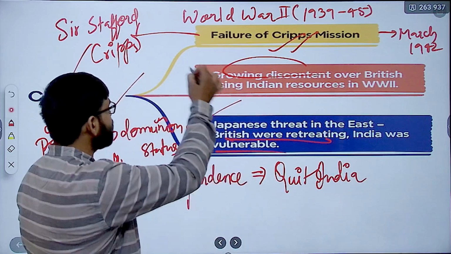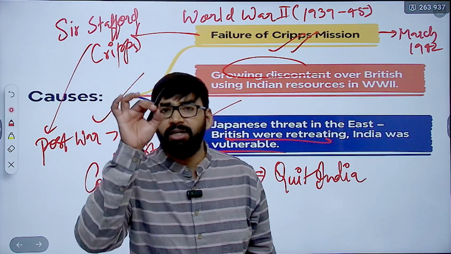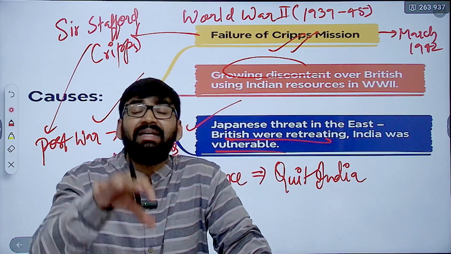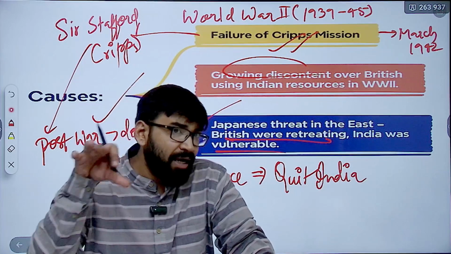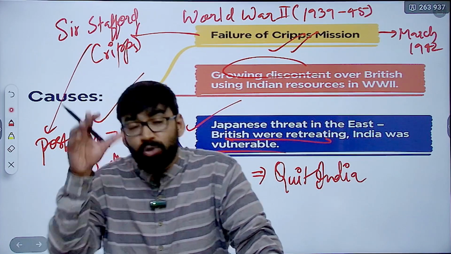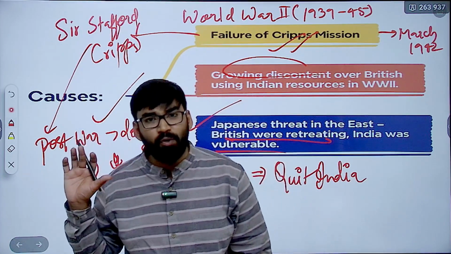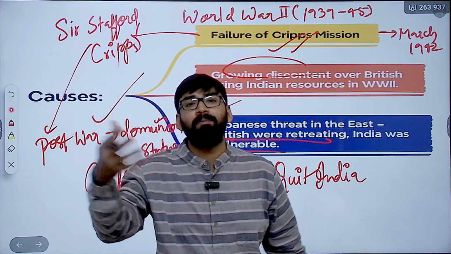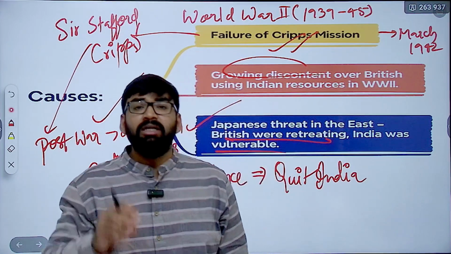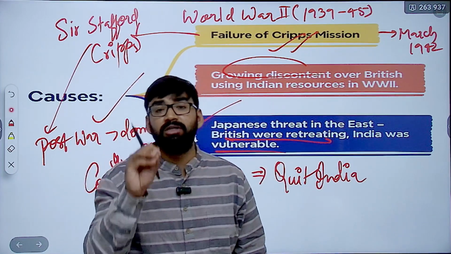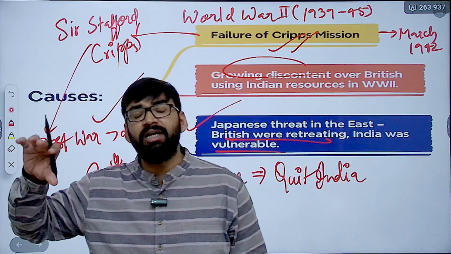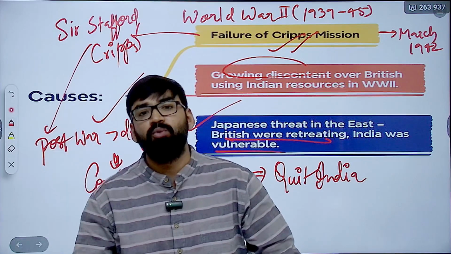तो इस ऑफर को रिजेक्ट कर दिया किसने? कांग्रेस ने. Why did Congress reject this offer? Because this Cripps mission did not grant immediate freedom, and Britain was giving vague promises. Muslim League also rejected this offer. Why? Because there was no commitment to Pakistan. But what is the significance of Cripps mission? Cripps mission disillusioned the nationalists and it was the immediate trigger for Quit India movement.